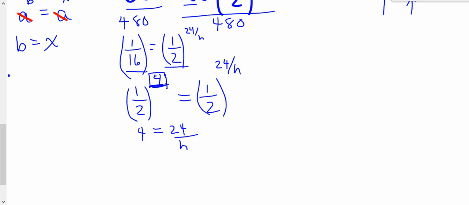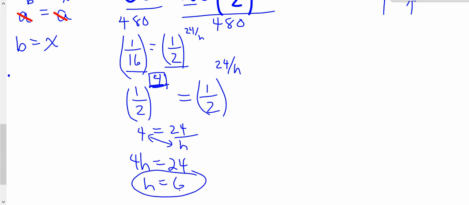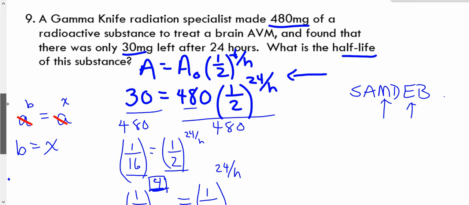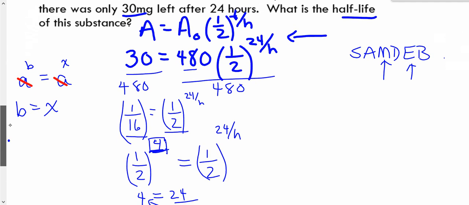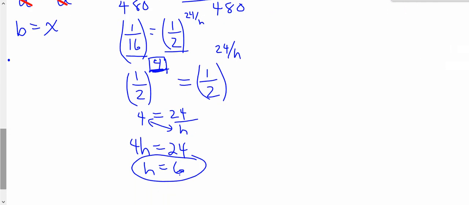And now it's just a matter of cross multiplying and again using SAMDEB to solve. So 4 h's is 24, which means h is 24 divided by 4, which is 6. Okay, so just dividing both sides by 4. So what does that mean? H is 6. H was the half-life. So every 6 hours, the amount of radiation will get cut in half. That's what we just found out.